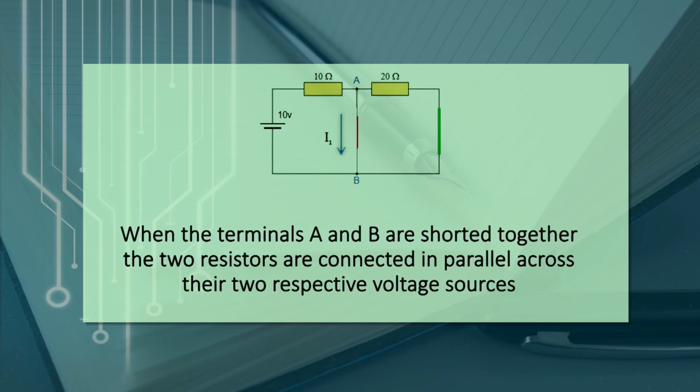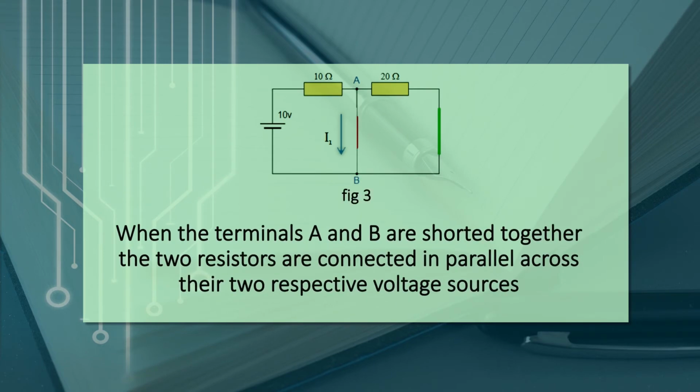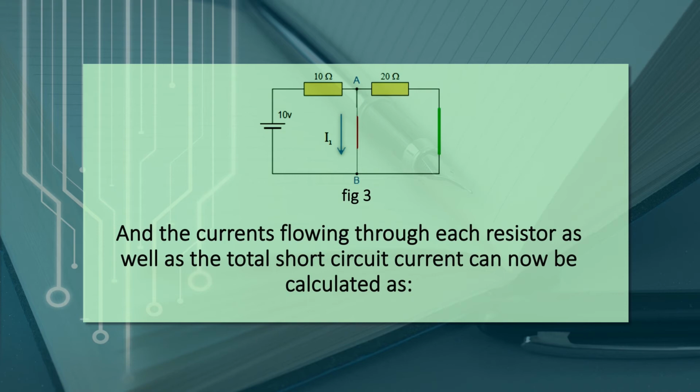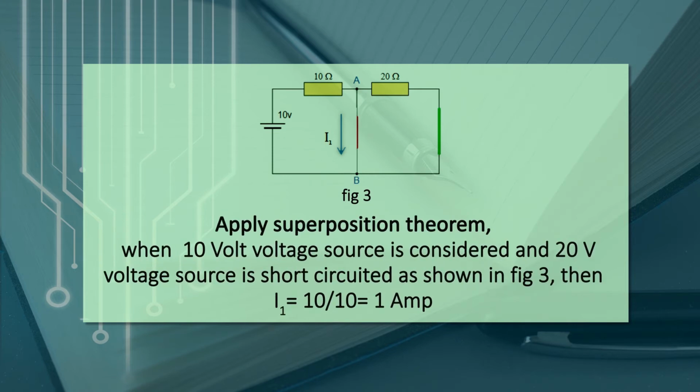So when the terminals A and B are shorted together, the two resistors are connected in parallel across their two respective voltage sources, and the current flowing through each resistor as well as the total circuit current can now be calculated by applying the superposition theorem. As per the superposition theorem, you have to consider one source at a time and the remaining sources will be replaced by their internal resistance.